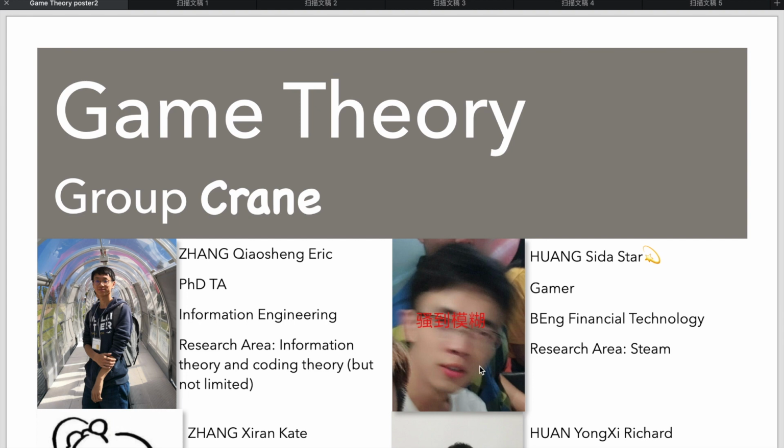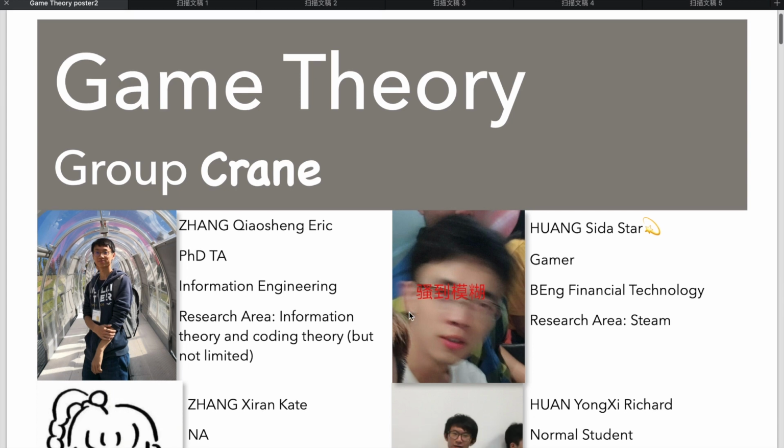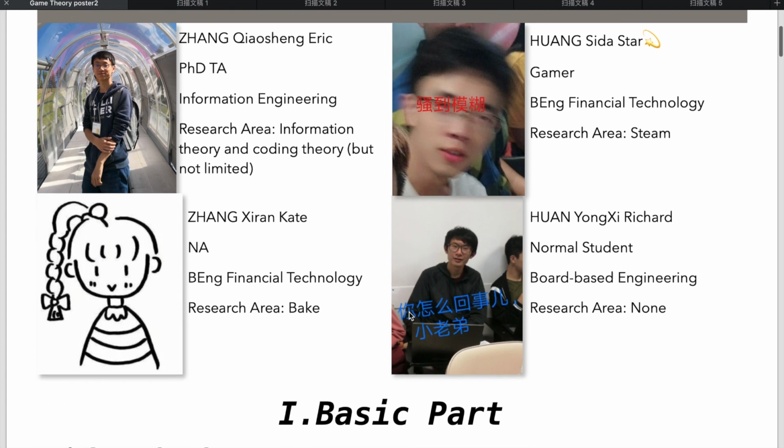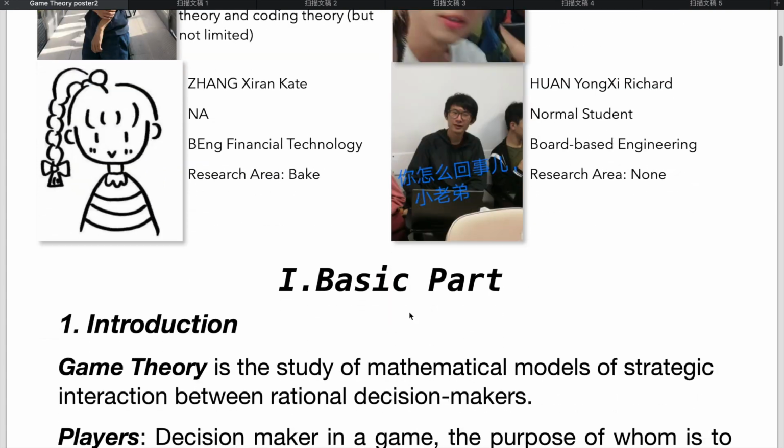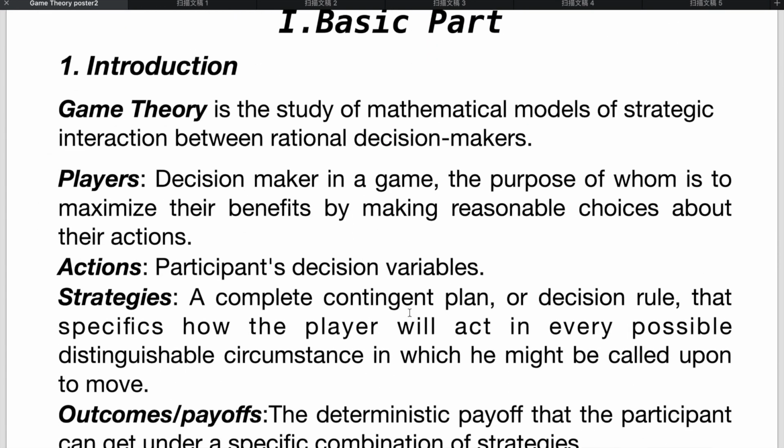So what is game theory? Game theory is, you can see it yourself, and I'm going to go through the basic part very quickly, as they are really basic compared to the later part. A game, informally, consists of players, actions, strategies, and payoffs.